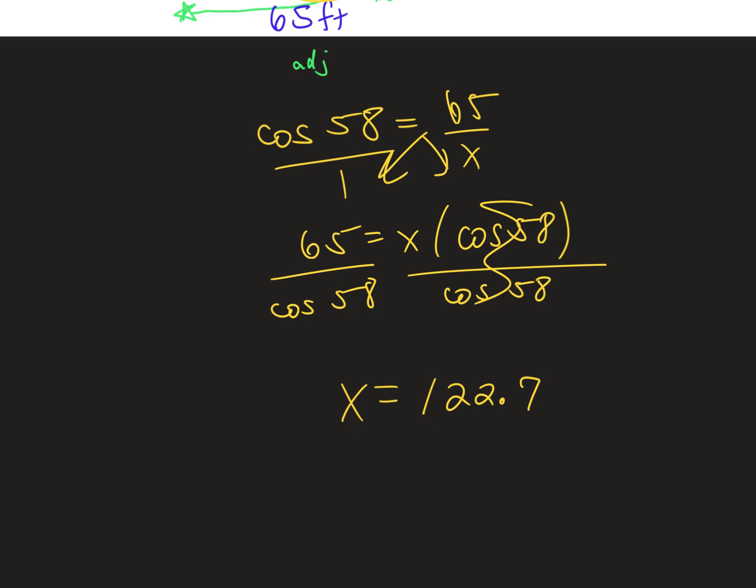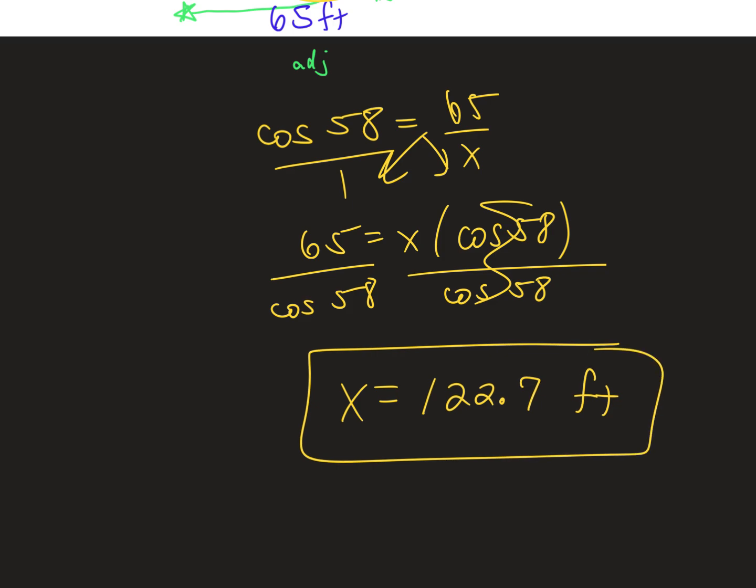Read the directions, whatever it says to round to. If it says to round to 2 decimals, then round to 2. If it says round to 1, round to 1. But what else should I have here? It's 122.7 feet. You need your unit. Your word problems need units. Not wrong, but you get a point or two off.